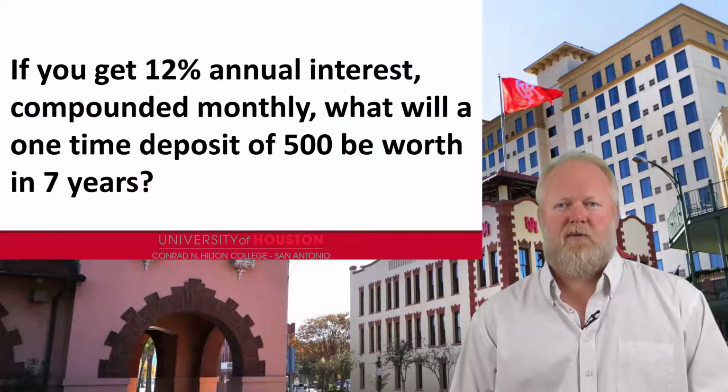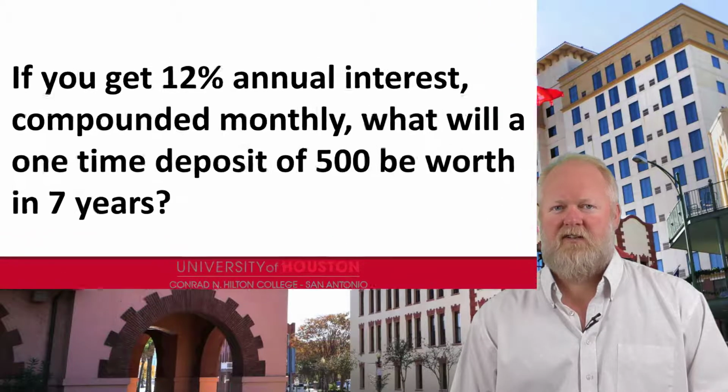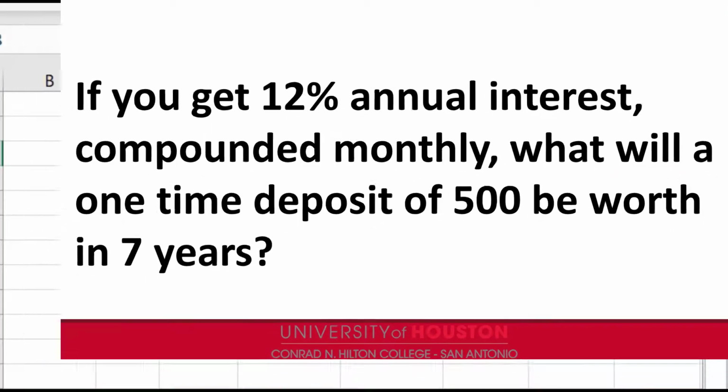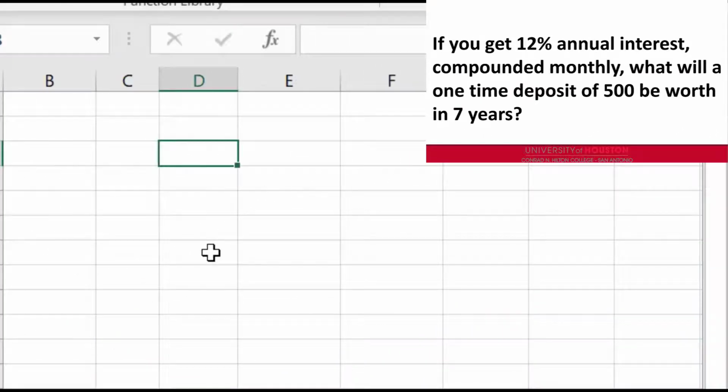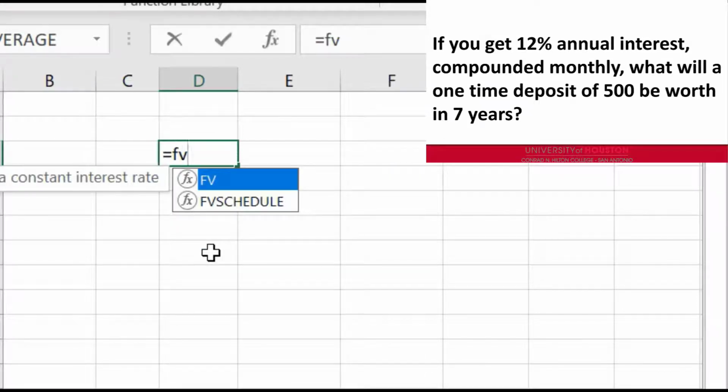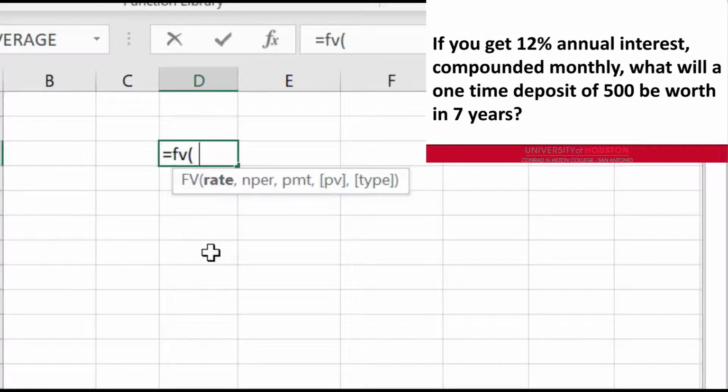If you get 12% annual interest compounded monthly, what will a one-time deposit of $500 be worth in 7 years? In order to calculate this, we're going to have to adjust the interest rate. So we're calculating future value because we want to see what it's going to grow to. The interest rate is 12%, but since it's compounded monthly, we need to adjust that by 12 because there's 12 monthly periods in a year.